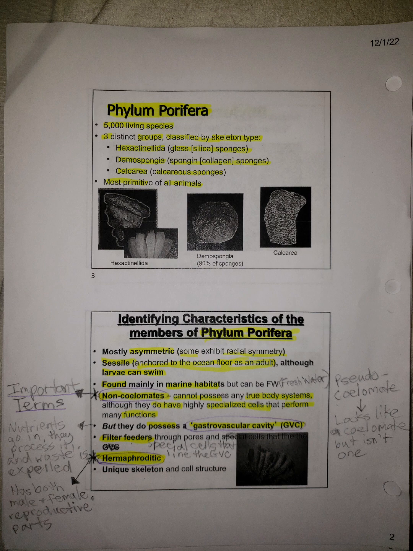Non-coelomates cannot possess any true body systems, although they do have highly specialized cells that perform many functions. But they do possess a gastrovascular cavity, or GVC. They are filter feeders through pores and special cells that line the GVC. They are hermaphroditic. They have a unique skeleton and cell structure.